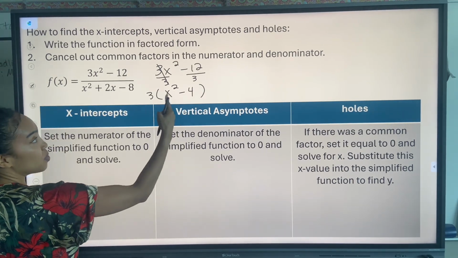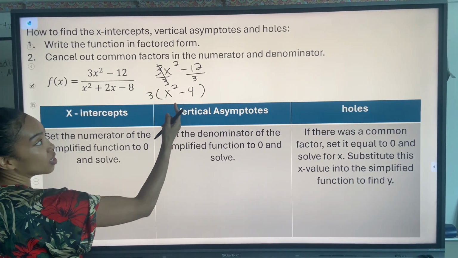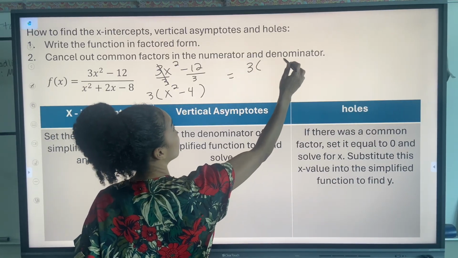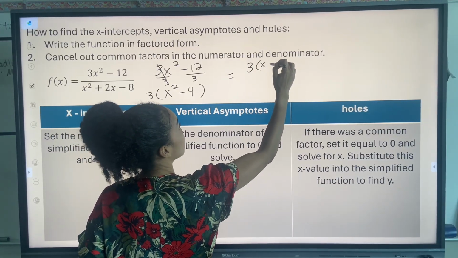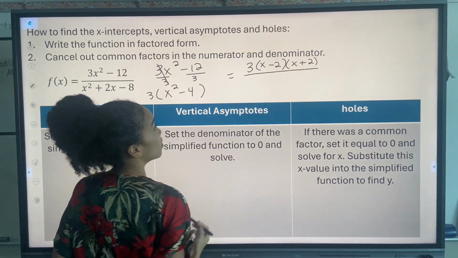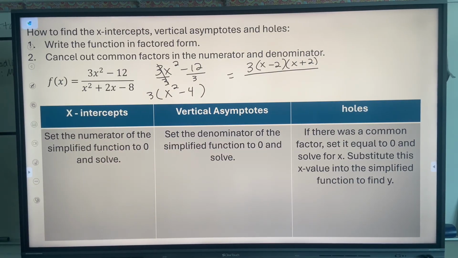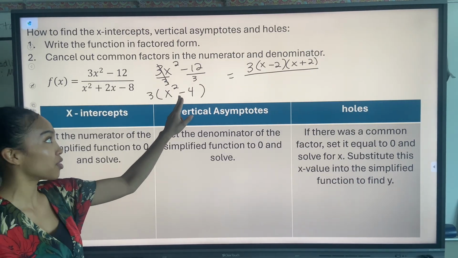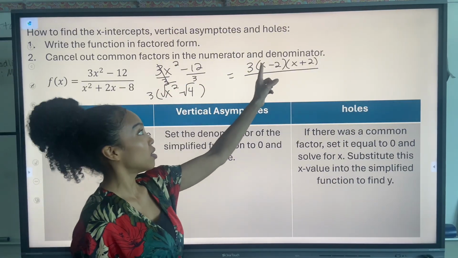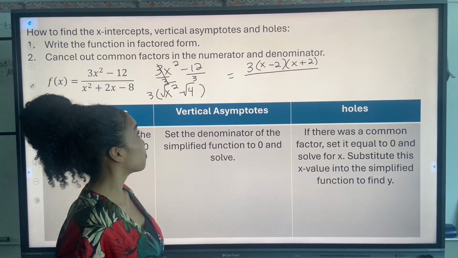Do you guys know what this is called? A difference of squares. So how can I write the numerator? x minus 2, x plus 2. Yep. Y'all got it. So that is my numerator factored. We had to remember that this is a difference of squares. You can square root this and square root this. So you get x minus 2 and then do the opposite, x plus 2.